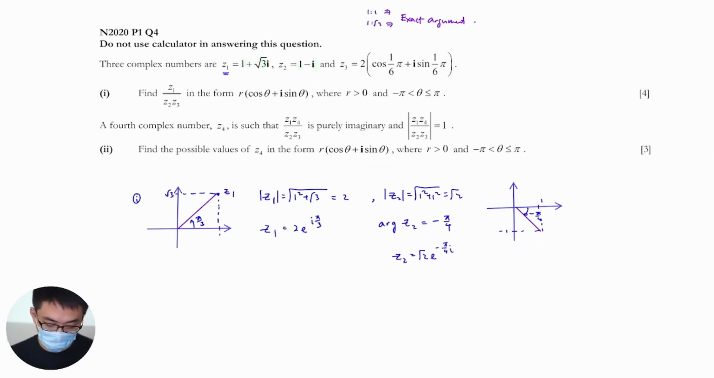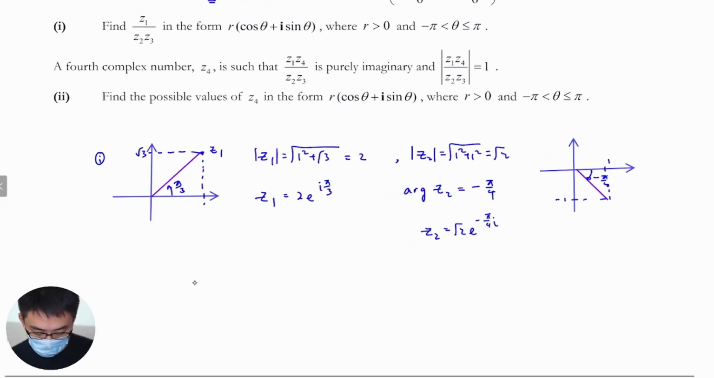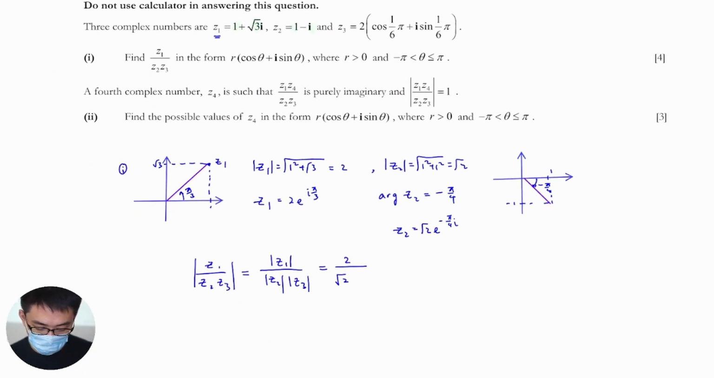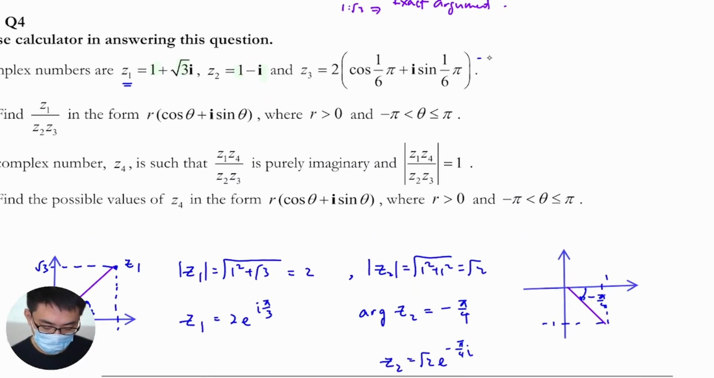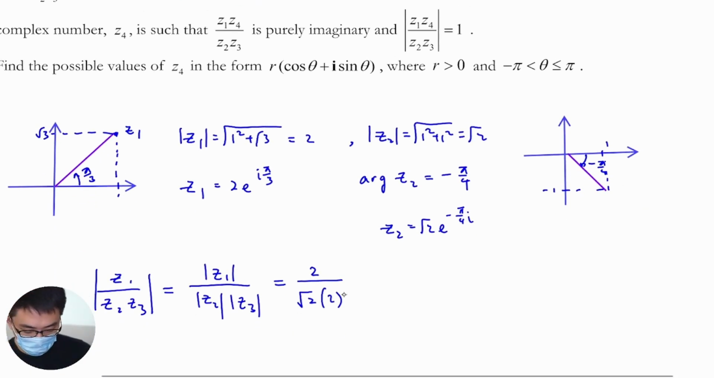Find Z1, Z2. So coordinate, mod everything. Modulus of Z1 is 2. Z3 is 2. Okay? Not like very difficult lah. So just 1 over root 2.